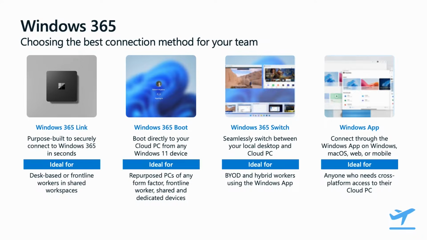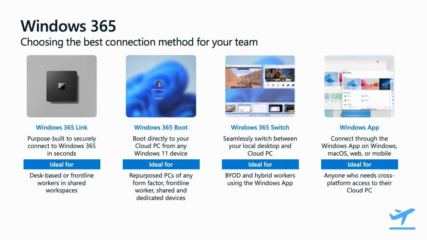Windows 365 Switch, on the other hand, is really great for hybrid workers and bring your own device scenarios. You can move between your local desktop and cloud PC just like switching apps. It's fast, familiar, and it is integrated into the task view functionality to navigate between the local and cloud PC environments. This is really ideal for the bring your own device scenario, hybrid workers, contract workers using the Windows app.